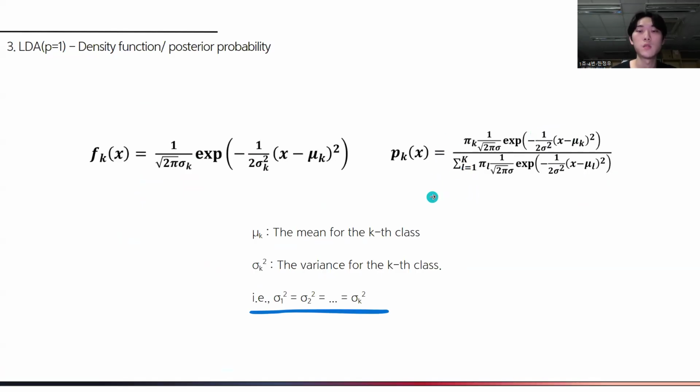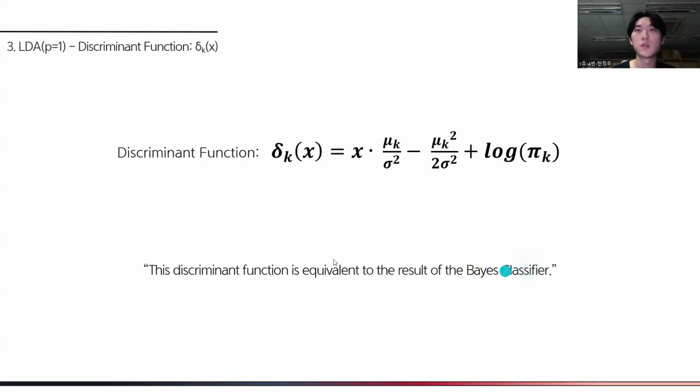By taking the logarithm and removing the constant terms from this new equation, we can obtain the discriminant function. Assigning an observation to the class for which this discriminant function value is largest is ultimately the same as the result of the Bayes classifier. Here we must focus on the area where the two classes overlap. We can define this boundary.